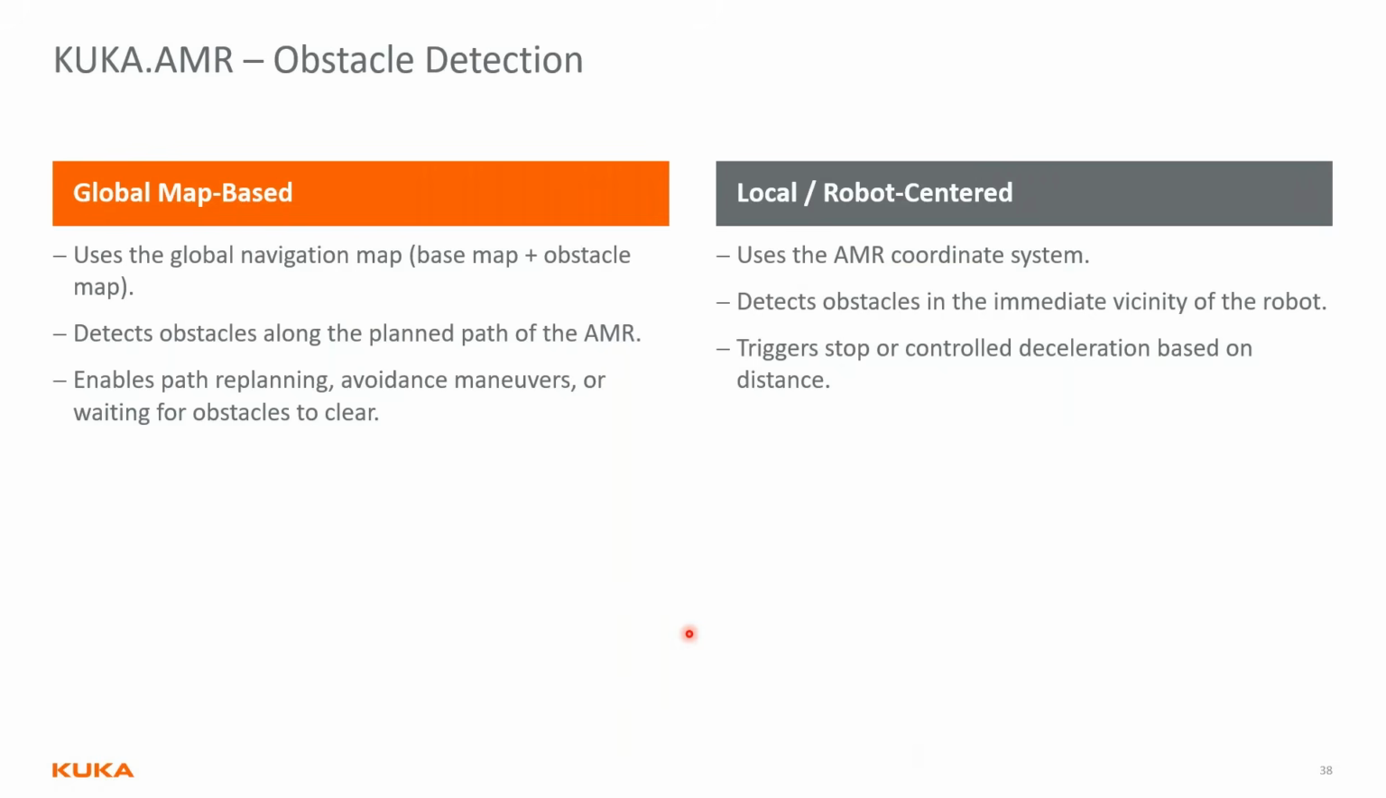There's also the local robot-centered program. This is using the AMR coordinate system, so this is monitoring the obstacles around the AMR. It's not looking at the map, it's just looking at the camera and scanner, looking at what's next to the AMR and deciding if it needs to stop or it needs to do obstacle avoidance or path replanning.